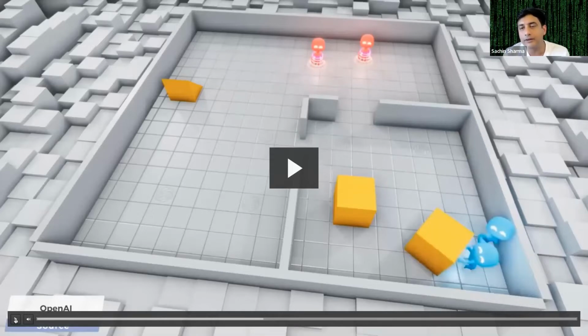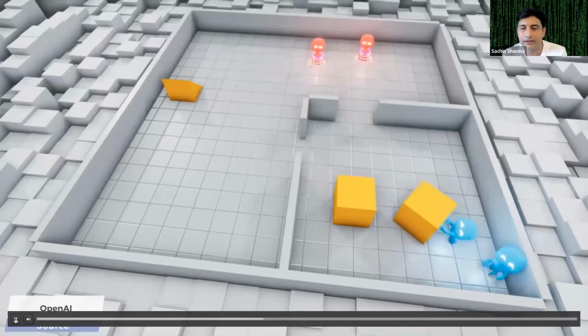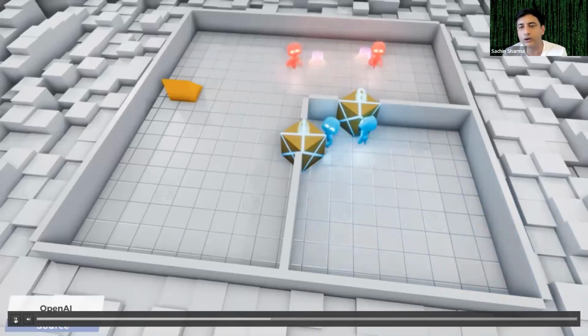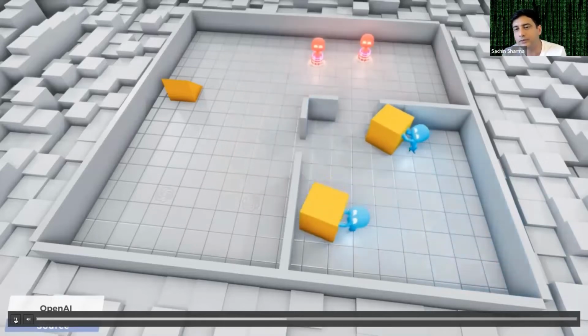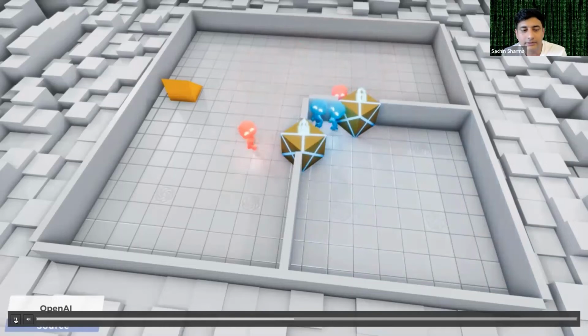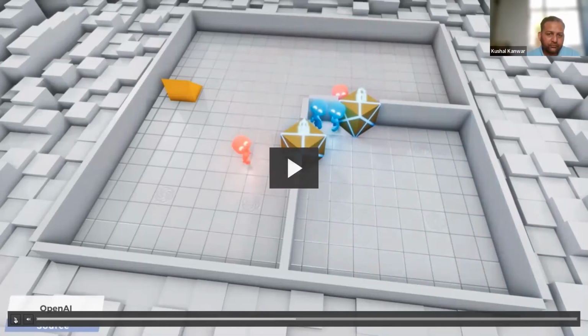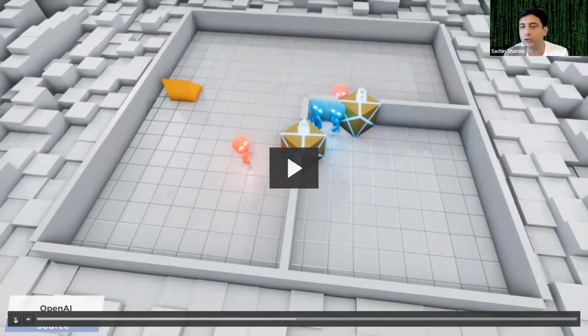But after 100 million moves, look what they did. They understood, okay, fine, we have to lock the door and block the passage. Now they started winning. So now the blue guys started winning. This is how reinforcement learning works. Now the blue guys have learned to win. They are getting reward points for that, and the red guys are getting negative points for that.